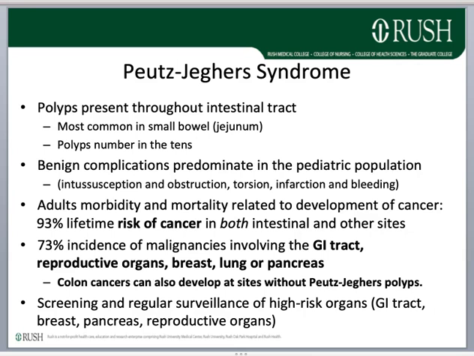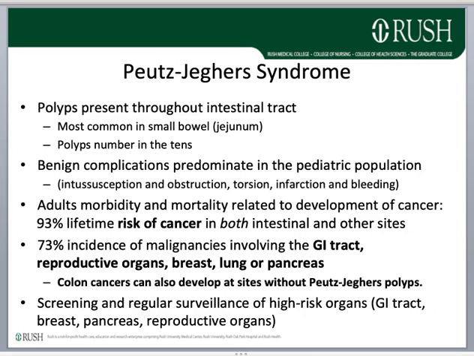Tumors can develop in multiple organ sites in addition to the GI tract, including breast, lung, pancreas, uterus, ovary, cervix, and Sertoli cells of the testis. Importantly, and this is a high-yield bit of information, colon cancers can develop at sites without Peutz-Jeghers polyps. The follow-up of these patients is, of course, screening and regular surveillance of high-risk organs, including the GI tract, breast, pancreas, and reproductive organs.